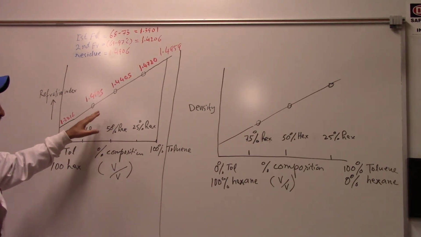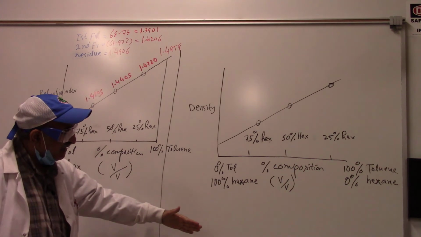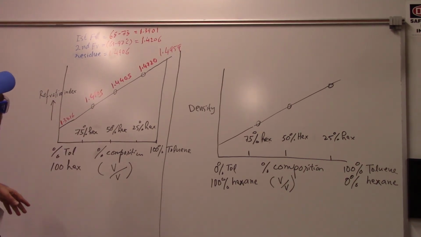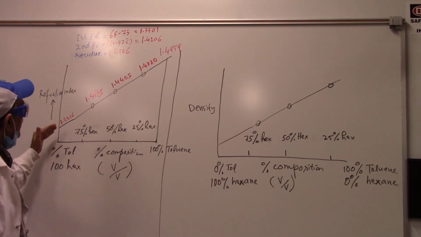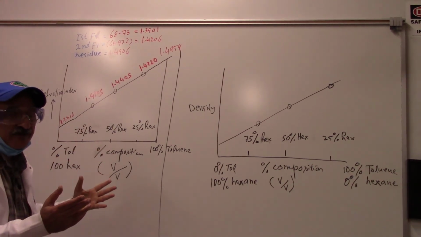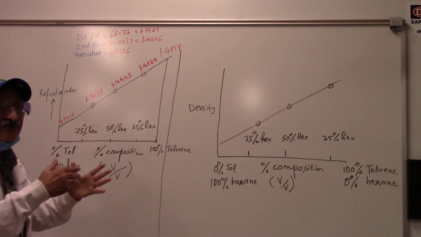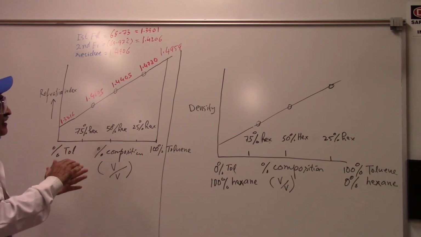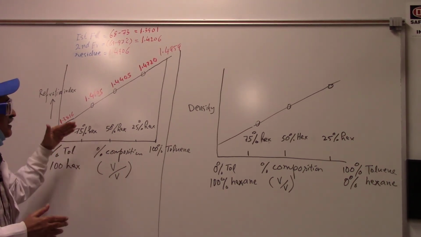So you can actually draw a curve in the Excel program using a scatter plot. Scatter plot will give you a trend line that gives you a linear equation, y equals mx plus b, and you can find out y and m as needed.